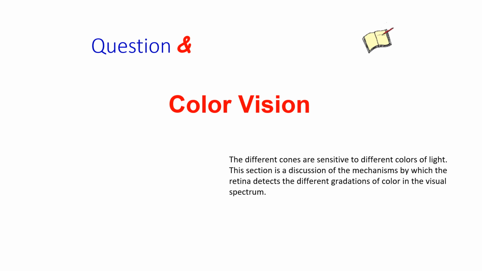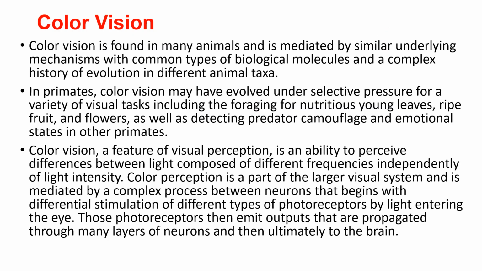Color vision. The different cones are sensitive to different colors of light. This section is a discussion of the mechanisms by which the retina detects the different gradations of color in the visual spectrum. Color vision is found in many animals and is mediated by similar underlying mechanisms with common types of biological molecules and a complex history of evolution in different animal taxa.